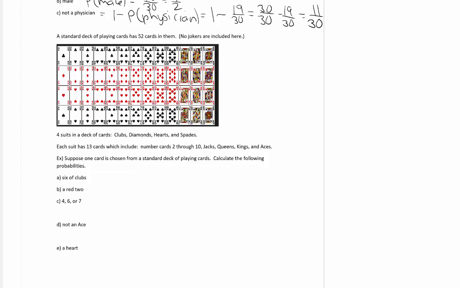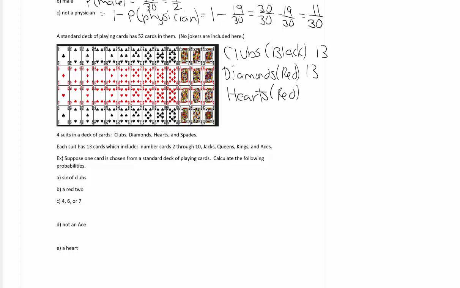Okay, the last couple of examples are going to be dealing with playing cards. So I've laid out the playing cards here. So again, we have the clubs, which are usually considered black, and there's 13 of them. The next symbol there is diamonds. Usually they are red. There's 13 of them. The next is hearts. That's usually red. We've got 13. And the last one is spades. They are black. And there's 13. Add 13, 13, 13, and 13 together, you get 52.